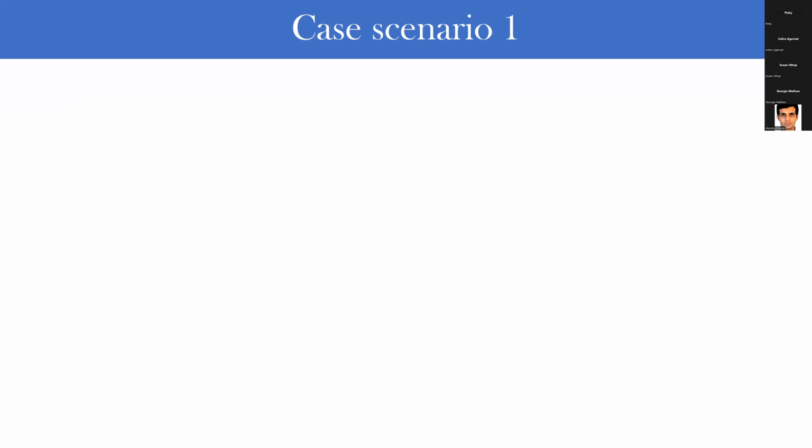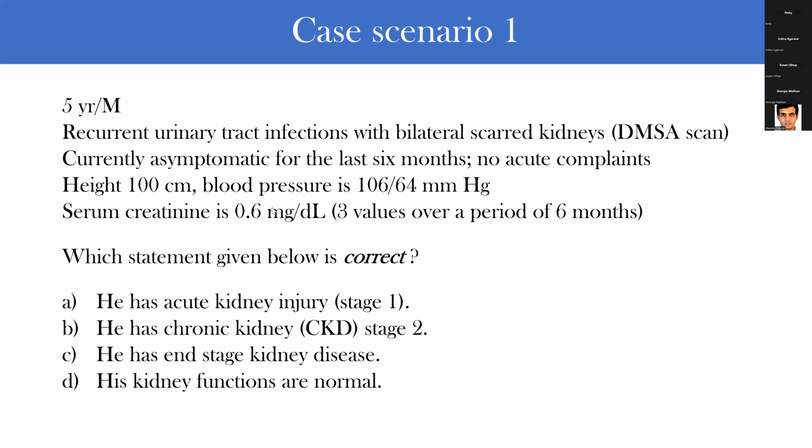So going back to the question, why does he not have acute kidney injury? These values are persistent over a period of 6 months. So it is not an acute event. He has end-stage kidney disease? No, he is not chronic kidney disease stage 5 with dialysis. His kidney functions are normal.